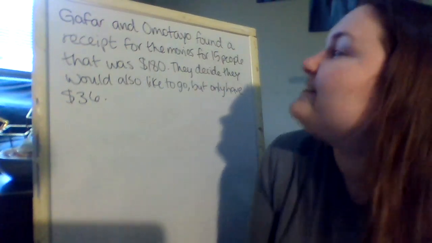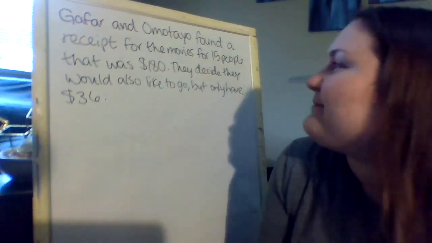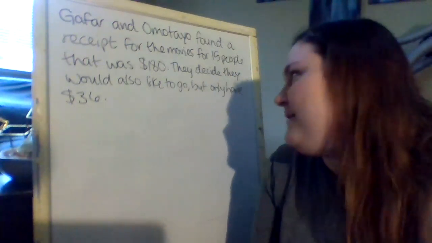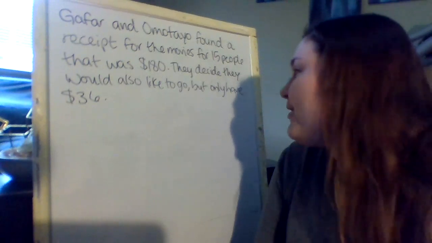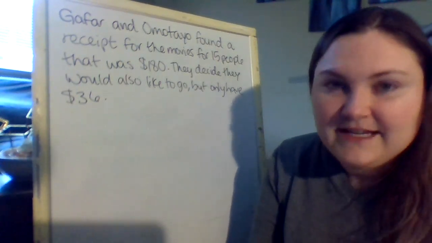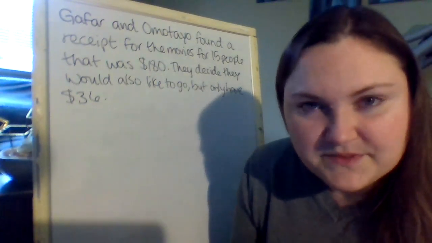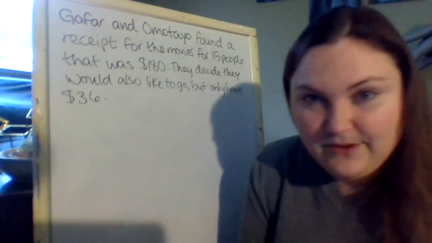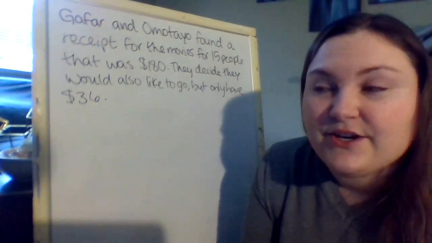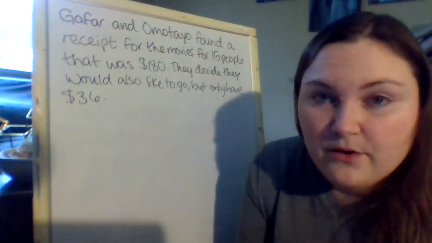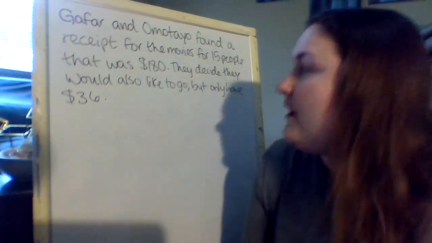And the problem says, Gafar and Omotayo found a receipt for the movies for 15 people that was $180. They decide they would also like to go, but only have $36. And it goes on like a lot of our word problems do to ask you to represent it using an equation. The reason I chose this one to look at is because there are a couple different ways you can go about setting up an equation.